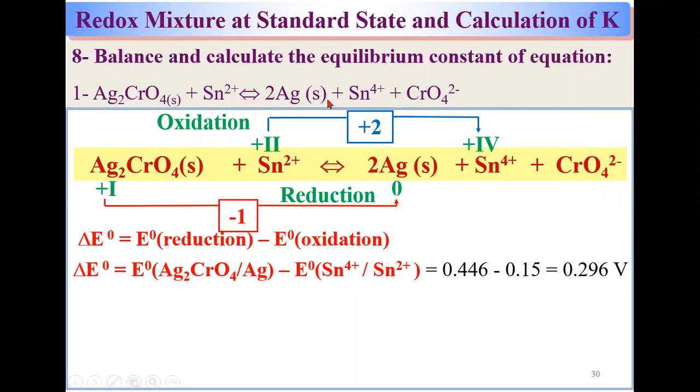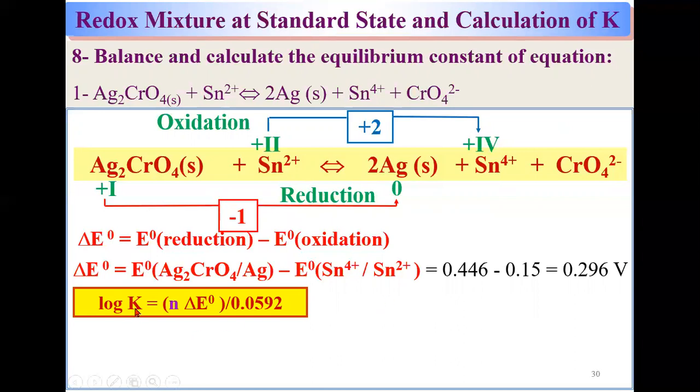Here, they didn't give me any concentrations, and therefore I can just get delta E naught, which is E naught reduction minus E naught oxidation. Whichever half reaction undergoes reduction, it's the Ag, and the tin is undergoing oxidation, as in the number of electrons that are being gained or lost. Notice I didn't multiply the E naughts by any number. I didn't multiply it by 2, nothing. As is, you don't do anything to the E naught, even if you have to multiply the overall equation by some constant.